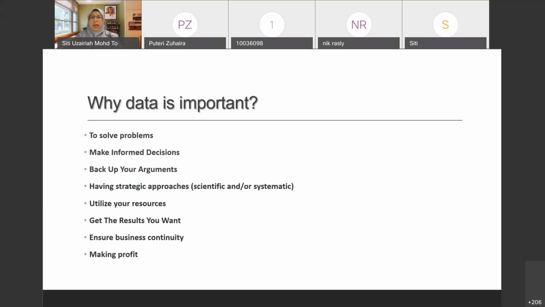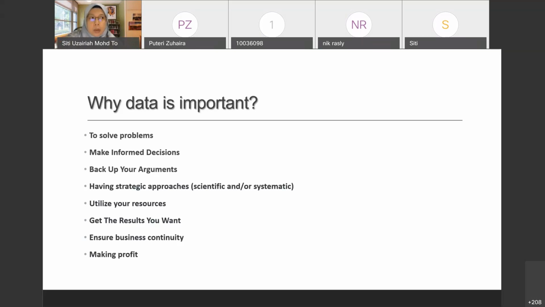Okay, so why is data important? Because, like I said earlier, because of the changing environment, there is a challenge for people to adapt to those changes. So it gives you the opportunity to provide a solution so people can easily adapt to those challenges. Okay, so it is to solve problems.